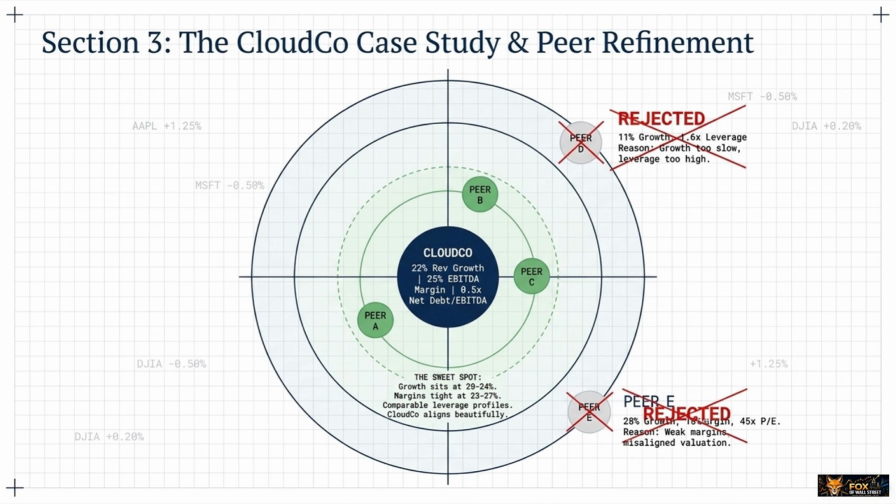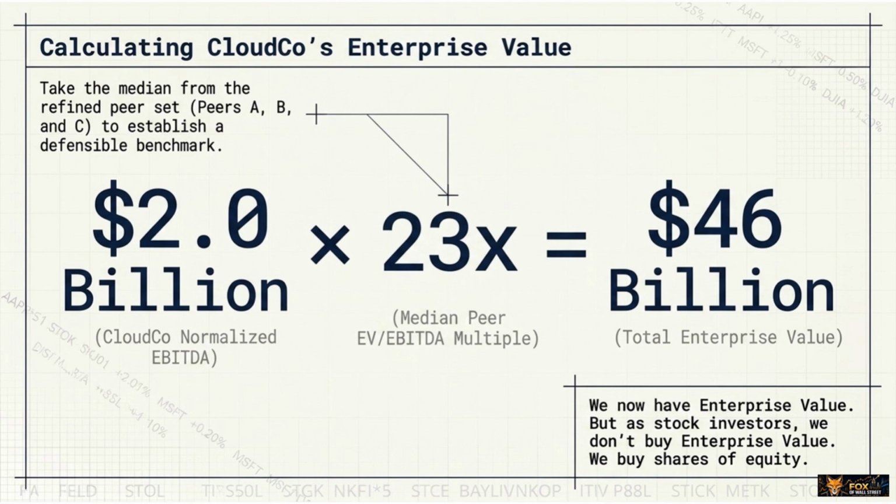By making those three your core peer group rather than just blindly averaging every software stock on the board, you get a much more accurate and defensible valuation. So if we take the median from that refined peer set, peers A, B, and C, we land on an illustrative EV/EBITDA benchmark of 23x.